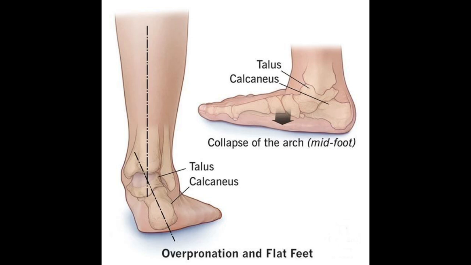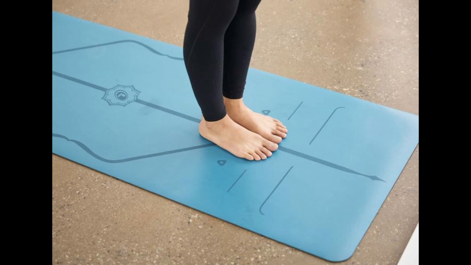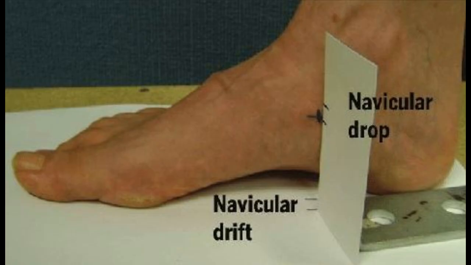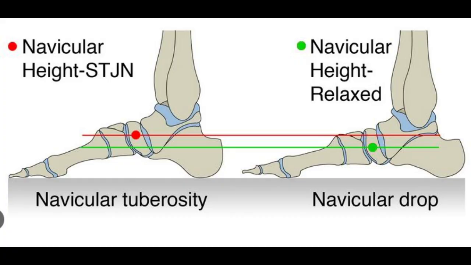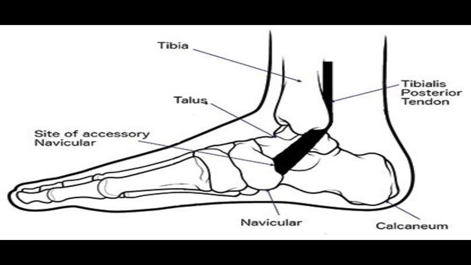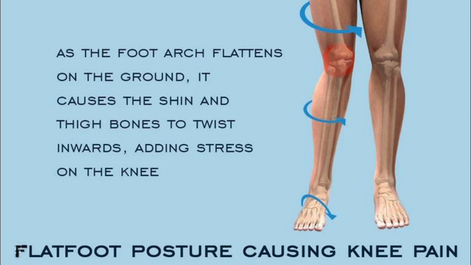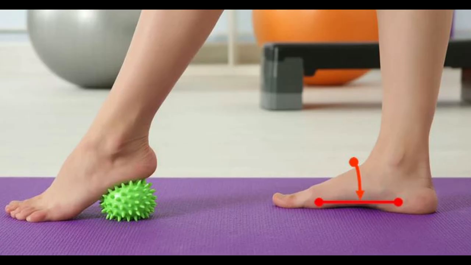This test is used to measure pronation or arch collapse in the foot. To perform this test, stand barefoot on a flat surface and measure the height of the navicular bone in both relaxed and loaded positions. The difference in navicular height indicates the degree of pronation or arch collapse. This test is commonly used to assess foot mechanics, diagnose biomechanical issues, and guide interventions.